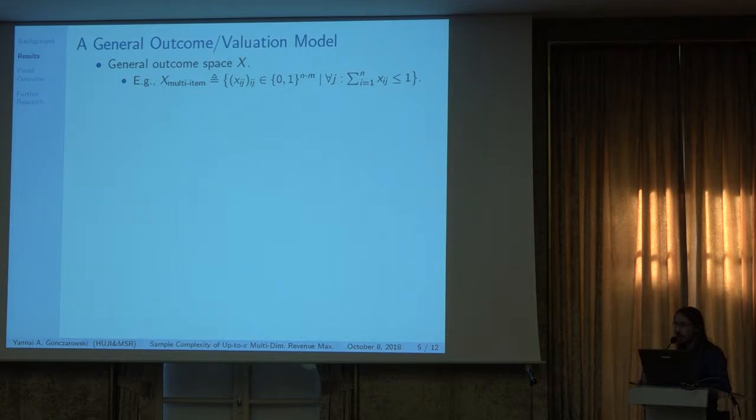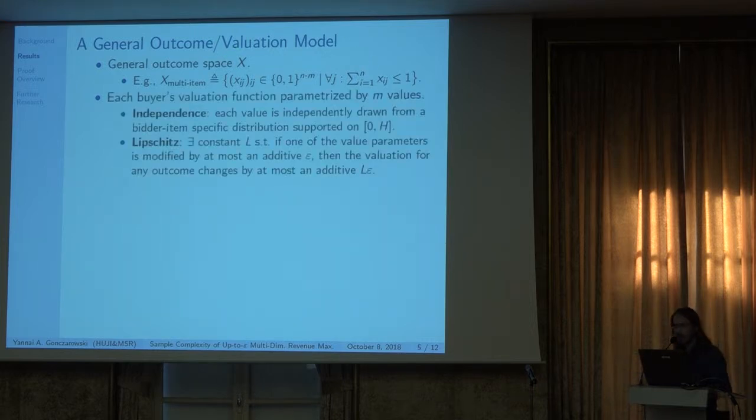So the most general case in which we can prove our result is for a general outcome space. Usually people talk about the multi-item outcome space, so there is an indicator for each item and each bidder, whether that bidder wins that item, and no item can be won more than once. We're talking about a completely general outcome space. We'll see some crazy examples soon.